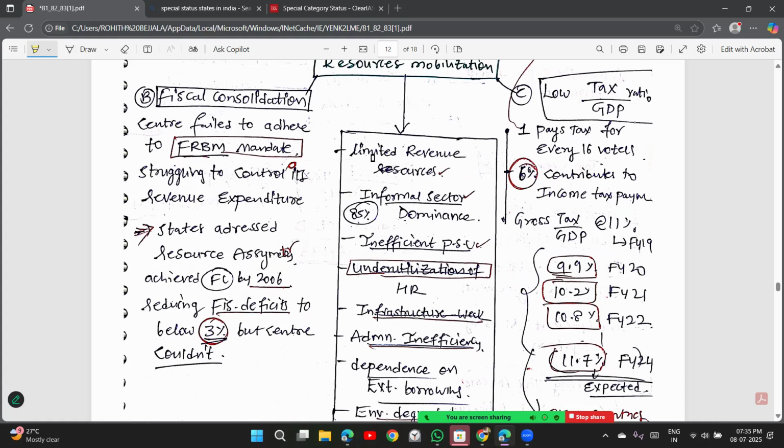The center is constantly failing in this FRBM mandate because the revenue expenditure has been increasing year on year. States addressed resource asymmetry, achieved fiscal consolidation by 2006, reducing fiscal deficit. But these values have been changed in this budget. Just look at how much fiscal deficit is there in the states and in the center, it changes year on year, right? So we are not focusing on that. Just stop the video and you can research what is going on.